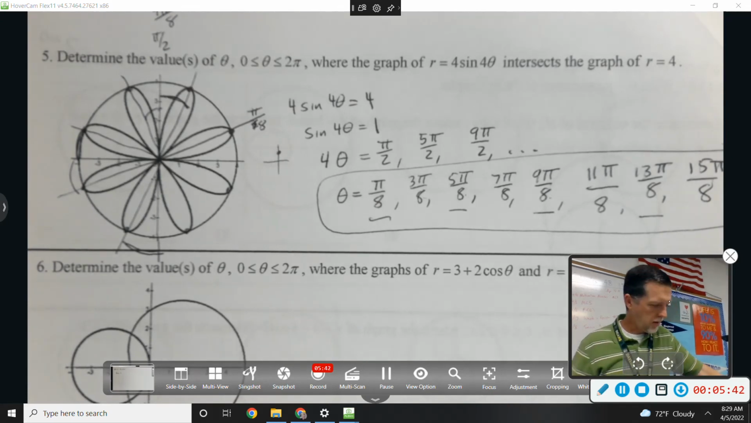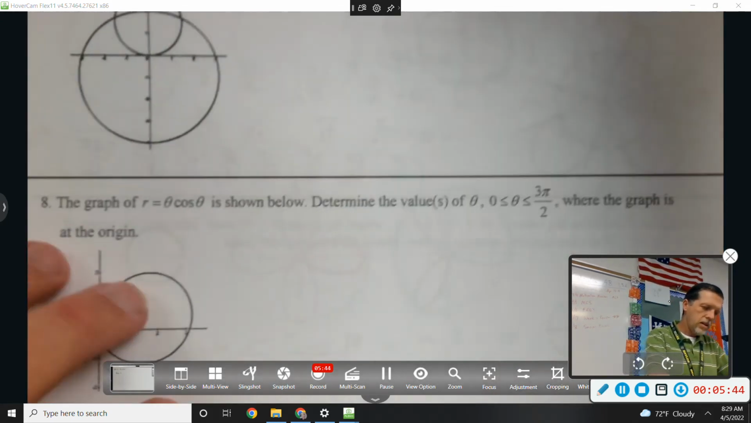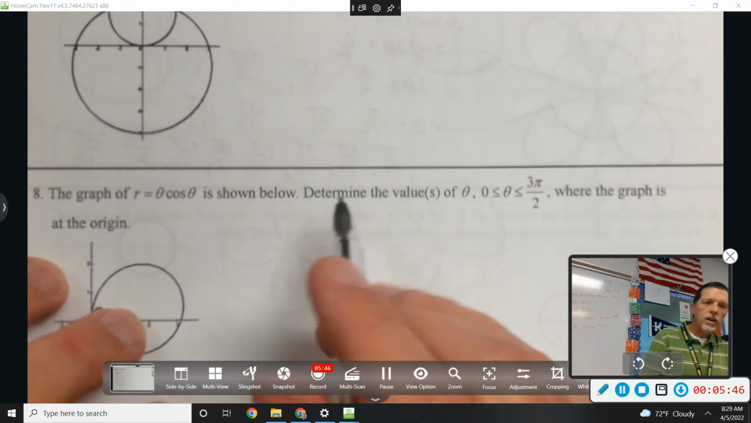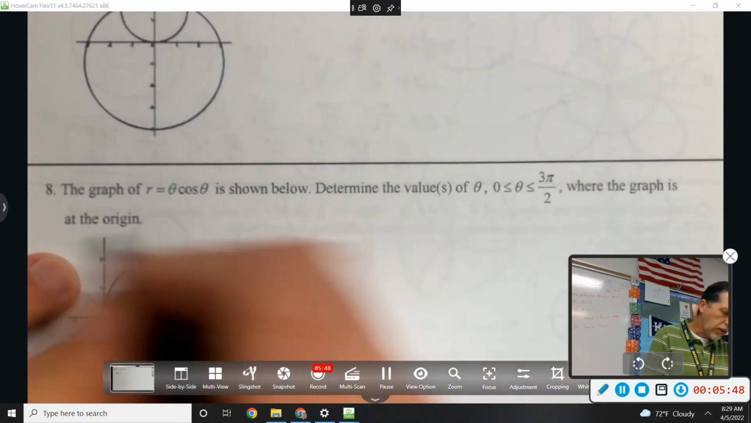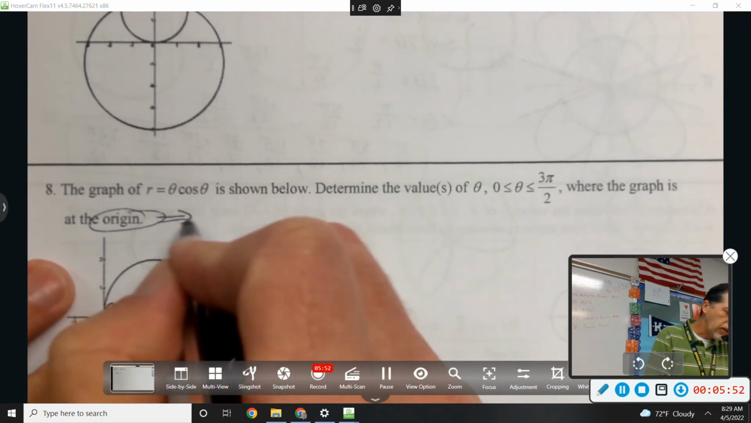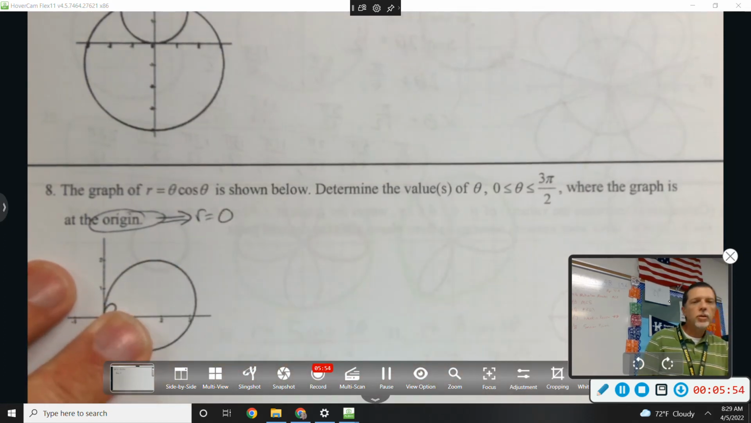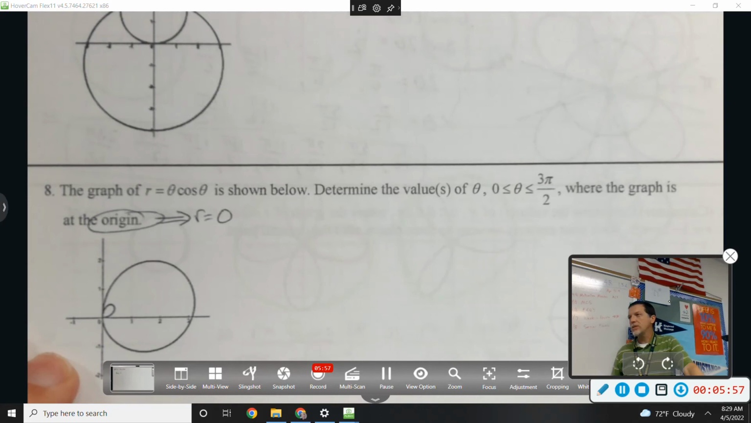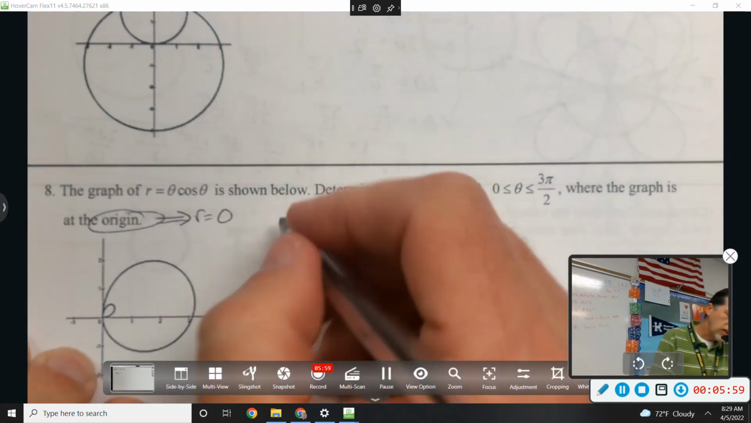Yes. Yeah, that's the other one we need to do. Where the graph is at the origin. Well, the origin is where r equals 0. So as long as I remember that, now it turned into just like all the other problems.